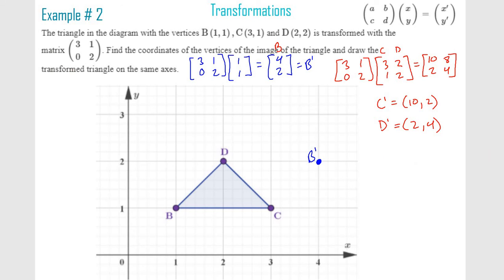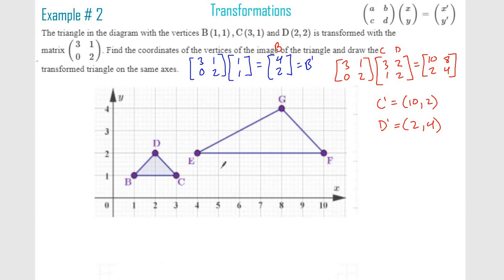This one actually did a lot more. I can't really put that on my graph. Hold on. Okay, sorry, I had to graph that. So now you can see this is what I called B prime, 10, 2 is C prime, and D prime. That way you can see the enlargement here. Well, not quite an enlargement, we'll talk about what that is. But this is how you can do any kind of transformation. You basically multiply it by a matrix.